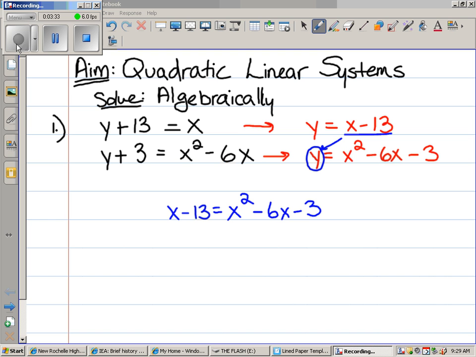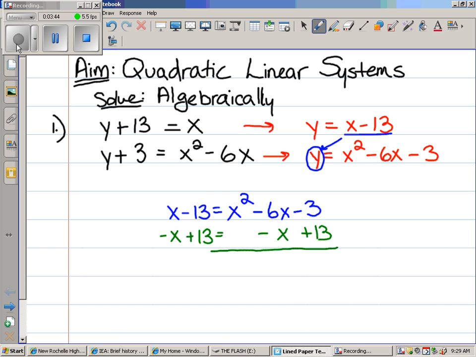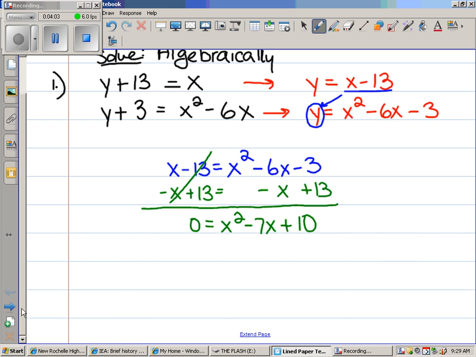We're going to solve for x. We're going to set it equal to 0. So obviously, we're going to subtract all this nonsense over to the other side, right? Minus x plus 13. These cancel off. You get 0 equals x squared minus 7x plus 10. Do you know of two numbers that multiply to be 10, add to be negative 7? Oh, nice. 5 and negative 2. So it's going to be x minus 5, x minus 2.